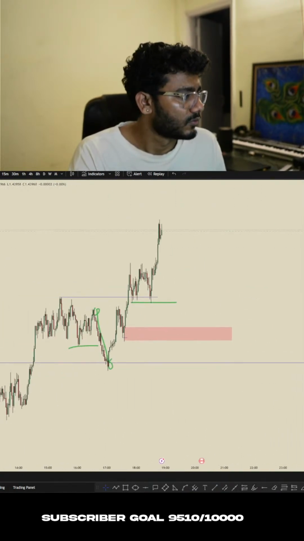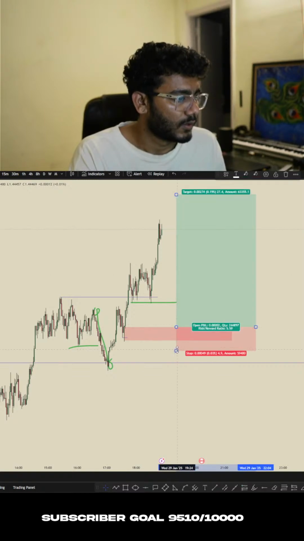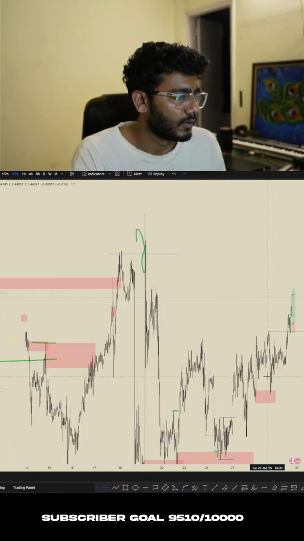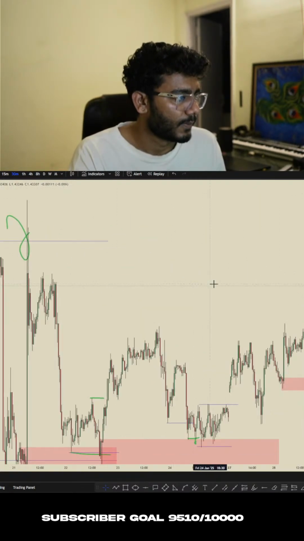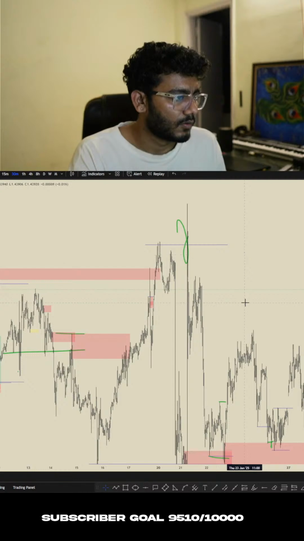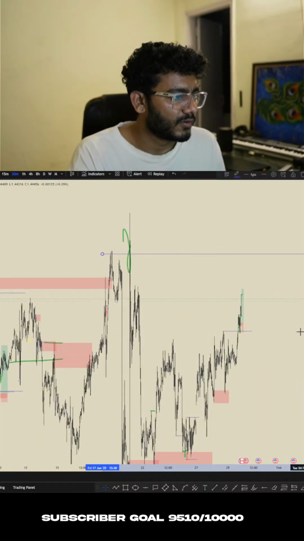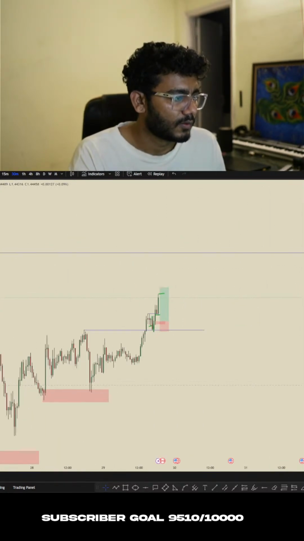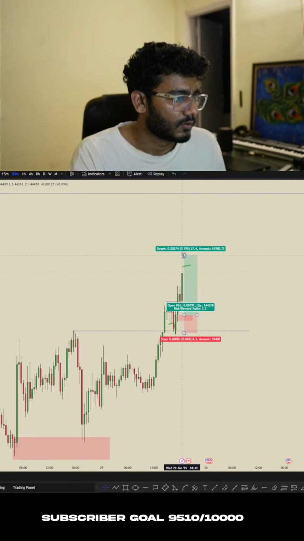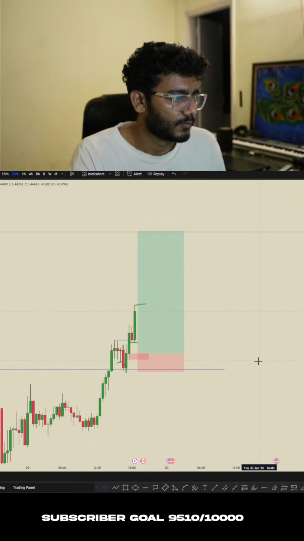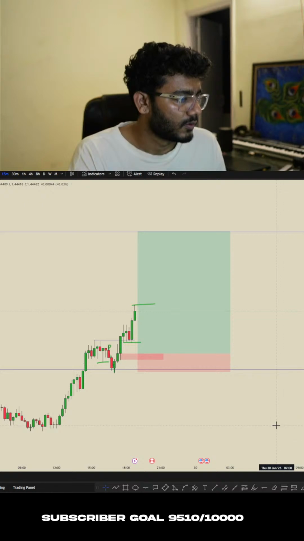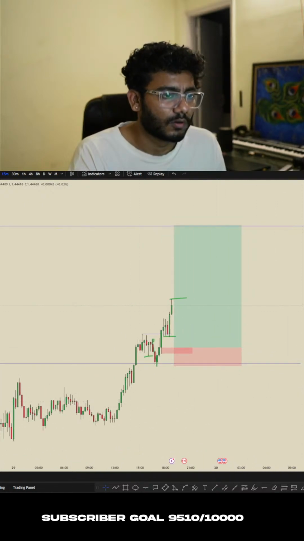So entry, stop loss below this low, and the next high will be our target, like this one. Let's see what we have to the left side. We have this Quasimodo pattern forming, so we can put this till here, 1:6. Let's look at 5 minutes. Yes, it's good.